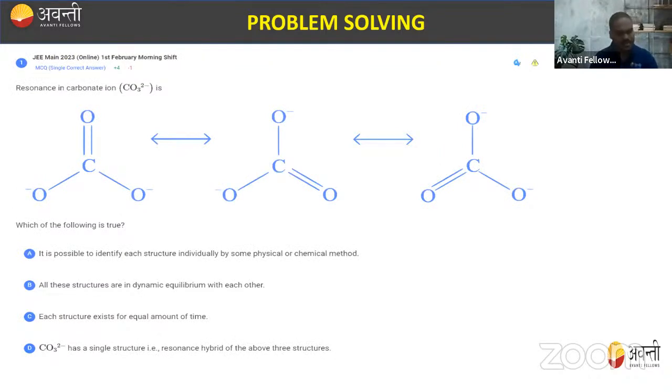What does the next question say? Resonance in carbonate ion is, and which of the following is true? You have to identify out of these four options which is true. The first option says that it is possible to identify each structure individually by some physical or chemical method.